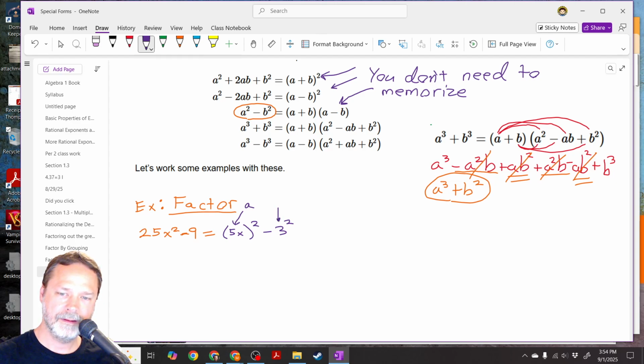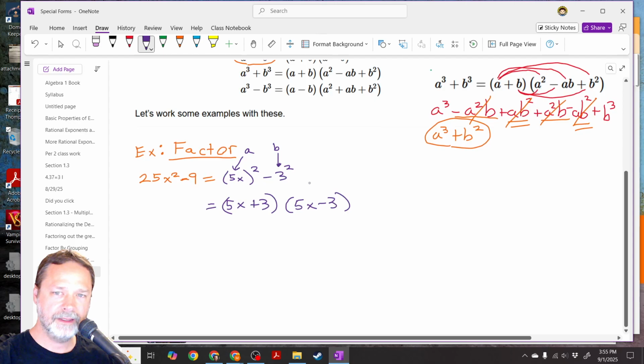there we go, then I can just use the formula. If I have this formula memorized, there it is, I can just write a plus b times a minus b. So 5x plus 3 times 5x minus 3. There we go. And that's it. I'm done. Example 1 finished. All right, let's do another one.